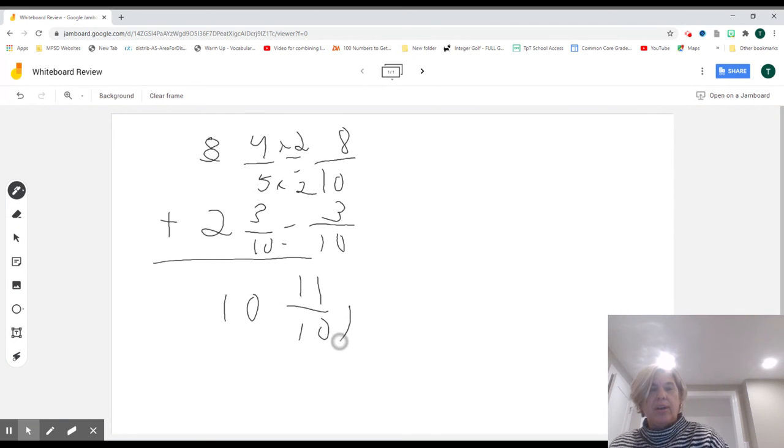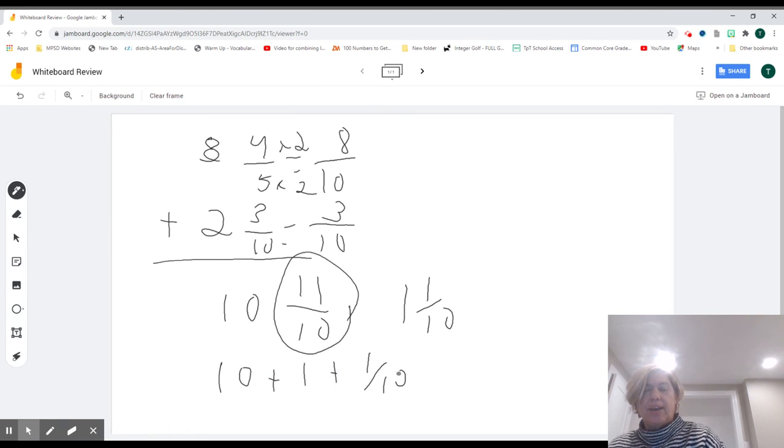Now when I look here, 11/10 is an improper fraction. It's improper because the numerator is greater than the denominator. So I know that 10 tenths make one whole, so I know that I can rewrite 11/10 as 1, and then there's 1 left over, so I have 1 and 1/10, which is the same as 11/10. So what I need to do here now is consider that I now have 10 plus 1 plus 1/10. So my final answer is 11 and 1/10.